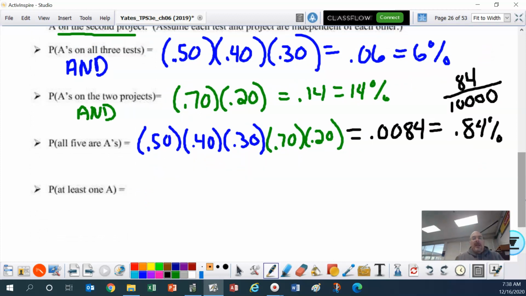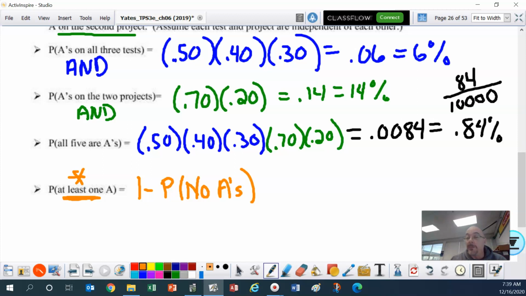Now, here we go. Okay, at least 1 A. Okay, ladies and gentlemen, highlight this one, star it. You need to recognize these. This is where we're going to use that complement rule. Rule number 4, the complement rule. When you see at least 1 A, you want to go 1 minus. Well, what's the probability of, remember, at least means 1 or more. You cannot figure out 1 or more unless you do the complement here. So you want to go 1 minus the probability that you get no A's. Remember, the complement of an A is no A. So 1 minus the probability of no A is going to give you the at least. Again, put a star by that one, highlight it. These are going to pop up a lot.